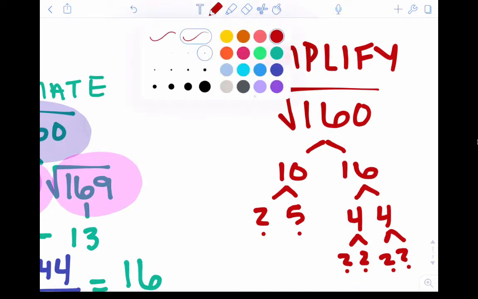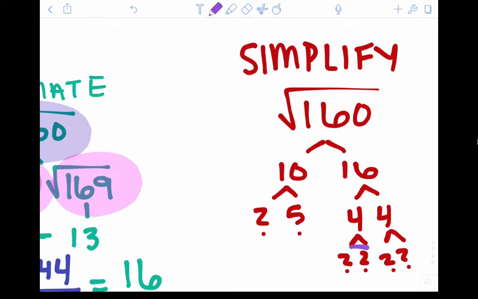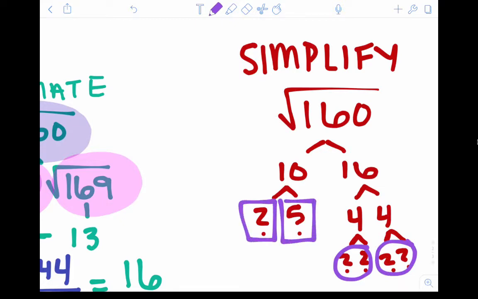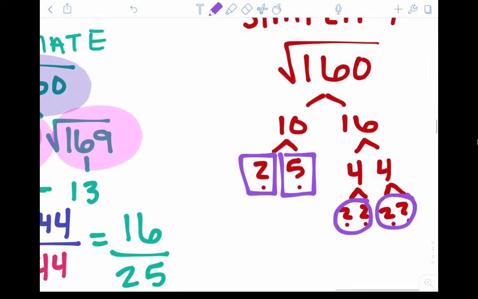Now I need to circle my pairs. So I have 2 pairs of 2's and box my singles. So I have a 2 and a 5. And now I need to write this as a radical.